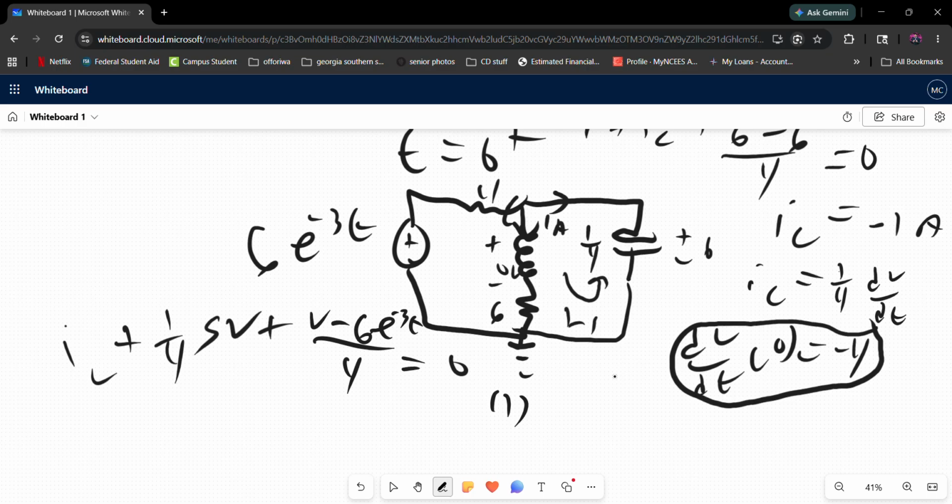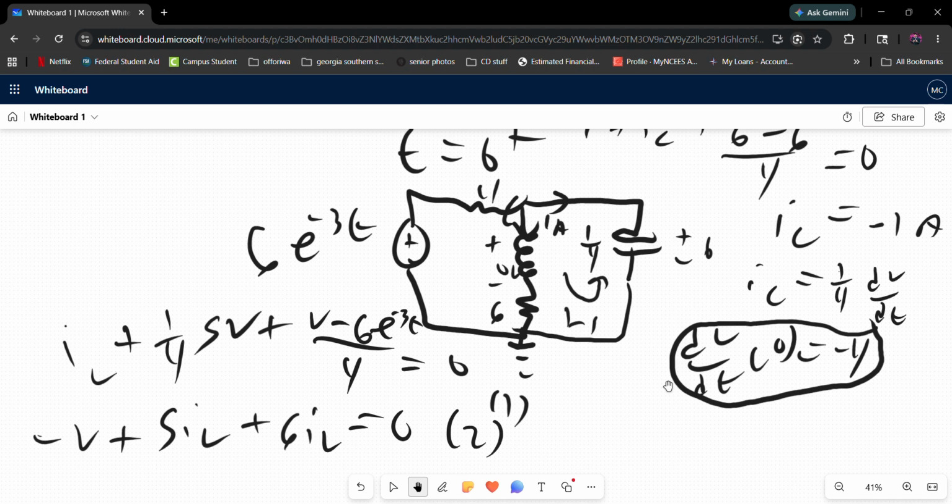Now we also have equation 2 here, so we're going to use this loop. So we're going to have minus V plus, so the voltage of the inductor is going to be L di/dt. L is just 1 in this case, so since I'm using S, it's going to be SIL plus 6IL equals 0. Alright, and this is equation 2.